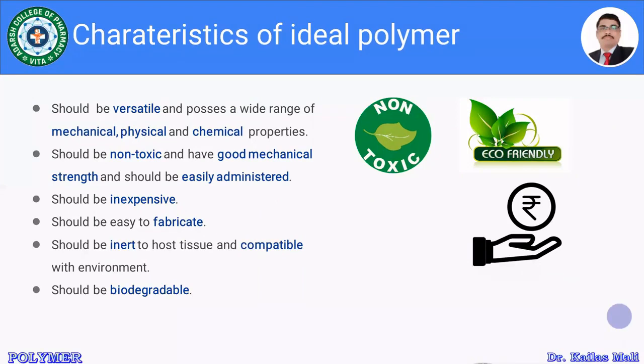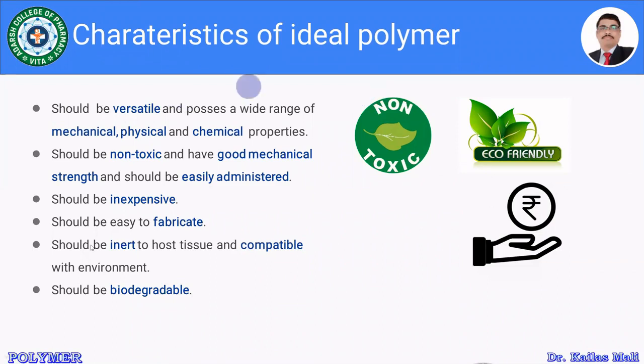Let us move towards the characteristics of the ideal polymer. Before starting the discussion on further points like classification and properties, there is a need to see the characteristics of the ideal polymer, how it should actually be. While selecting the polymer, there is a need to consider certain points related to the polymer, because we are using polymers for the development of various drug delivery systems, isn't it?